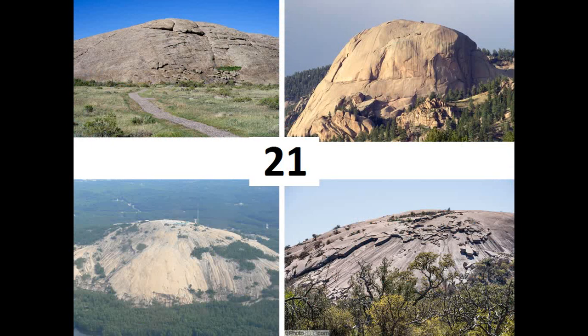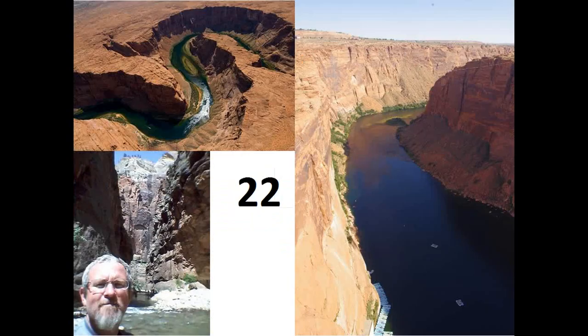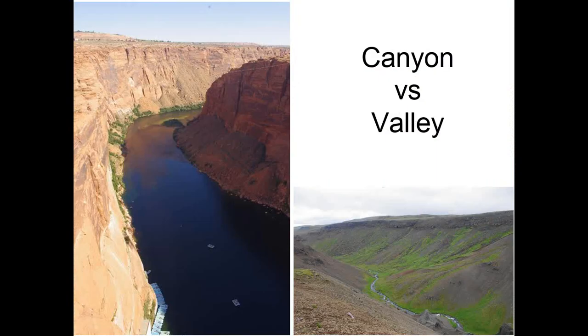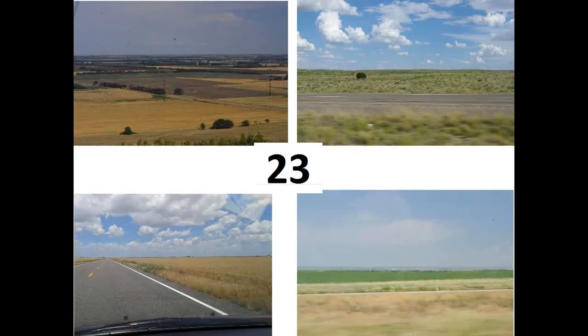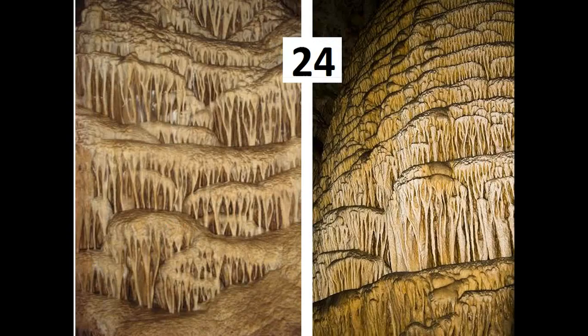The one in the lower left, that's Stone Mountain. 22 is a canyon. A canyon is a valley that has very steep or has cliffs for the sides. The difference between the canyon and the valley is how steep the sides are. A valley is going to have gradual sides to it, whereas canyons have steep sides, like cliffs. 23 is plains, any wide open flat area without much change in elevation.